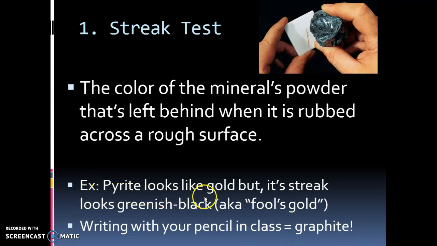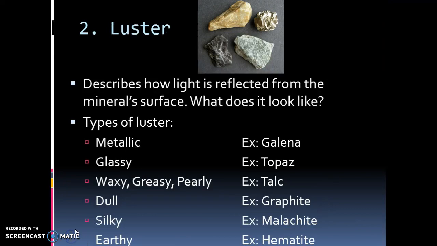Pyrite, fool's gold, has a different streak than real gold. So if we want to tell the difference right away between gold and fake gold, we can just do a streak test. If it leaves kind of a greenish color, then we know that it's not real gold, then we know that it's fake gold. So right away we have something to help us identify there.